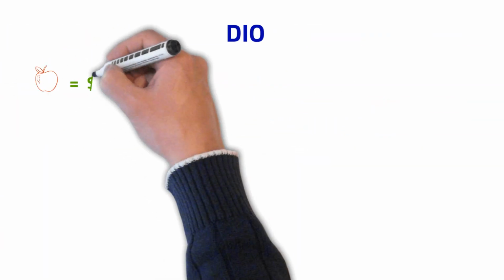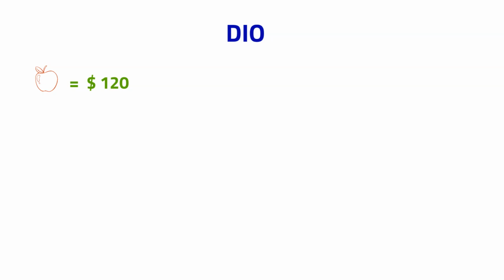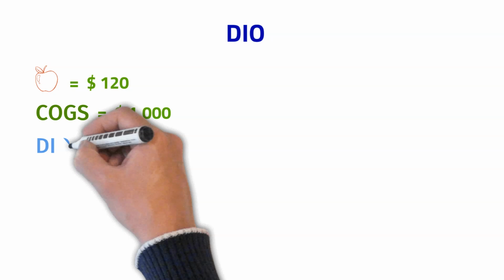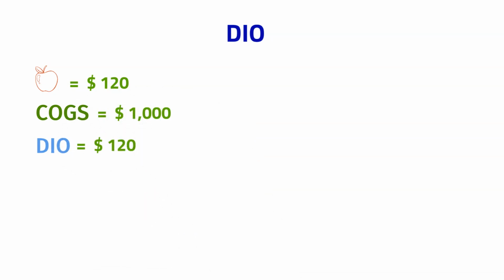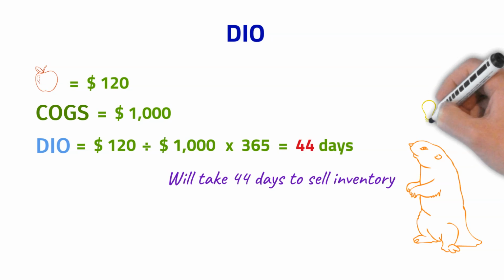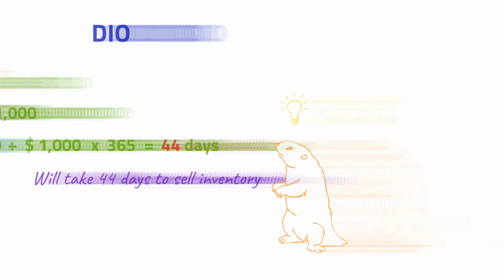For example, if you have $120 of apples in stock and your cost of goods sold for the last 12 months was $1,000, your DIO would be 120 divided by 1000 times 365 equals approximately 44 days. That means it will take you roughly 44 days to sell your current stock of apples.